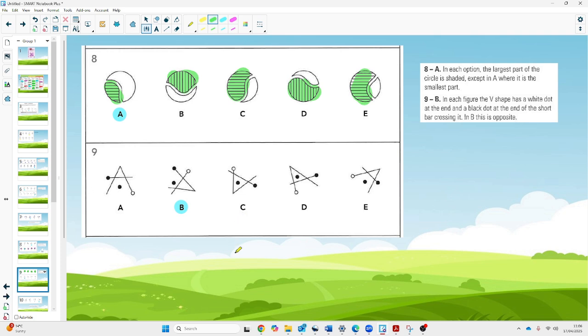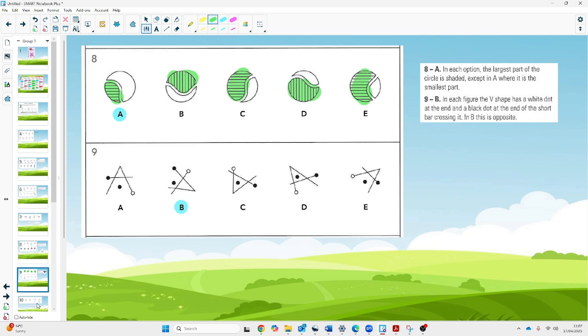Question 9, the answer is B, because in each figure the V shape has a white dot at the end and a black dot at the end of the short bar crossing it. So in B, this is opposite. So again, hopefully that makes sense.